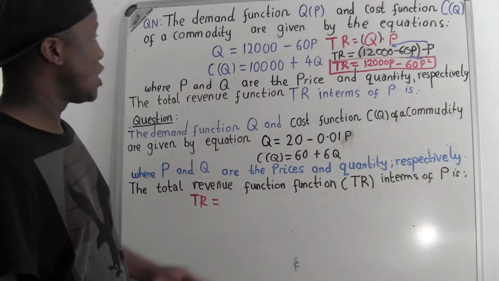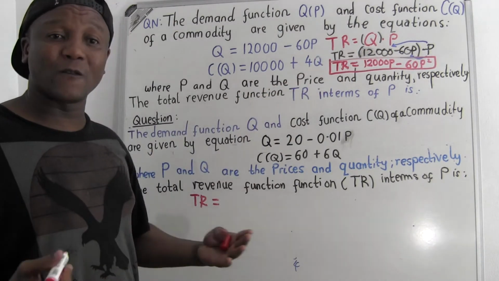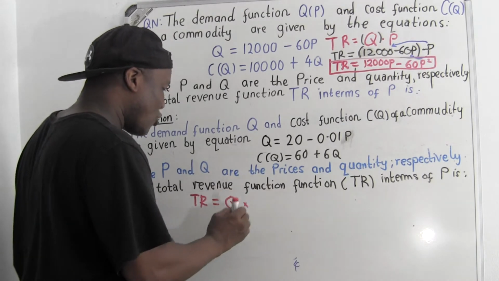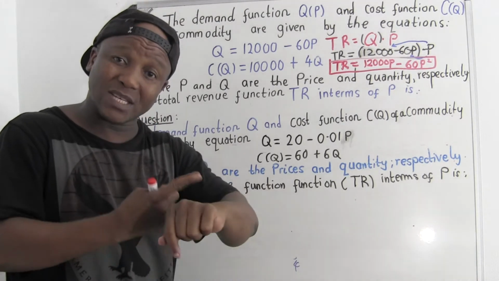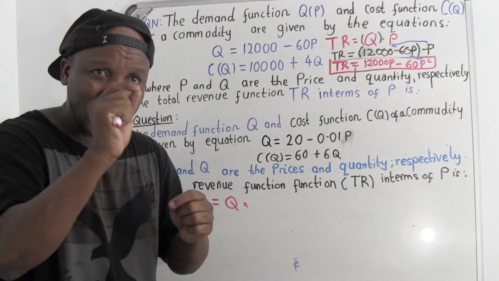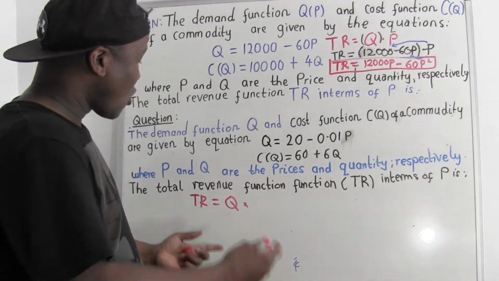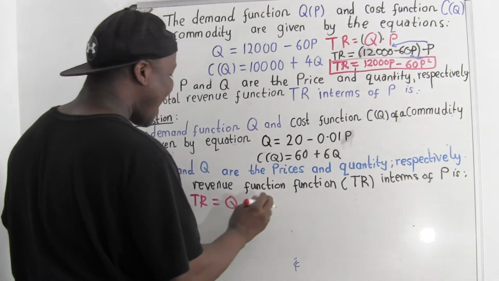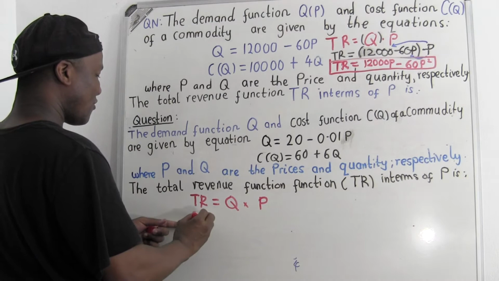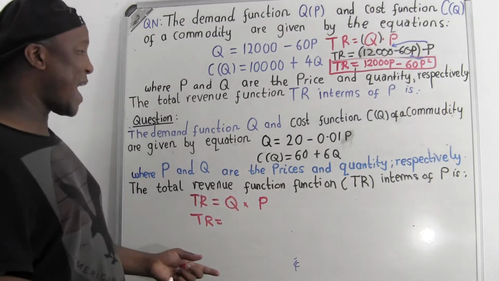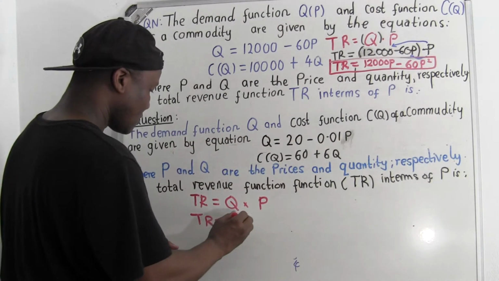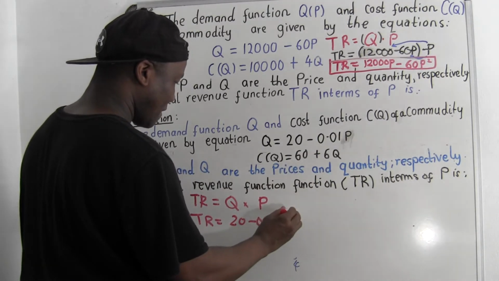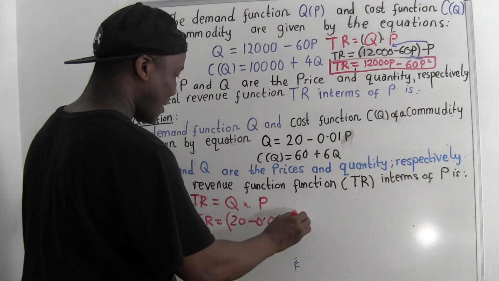equal to what? To quantity, or you can say number of units. Quantity is like how many of them. So we say quantity multiply, or you can write in words, but you know in an exam time is going to be limited, so you know what to do. Quantity times price. But what we have between these two, so we're going to say total revenue equals quantity. We have a quantity 20 minus 0.01P, bracket, times P.